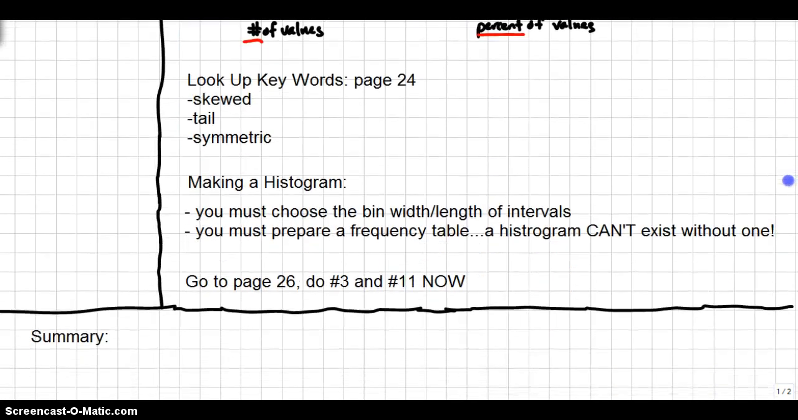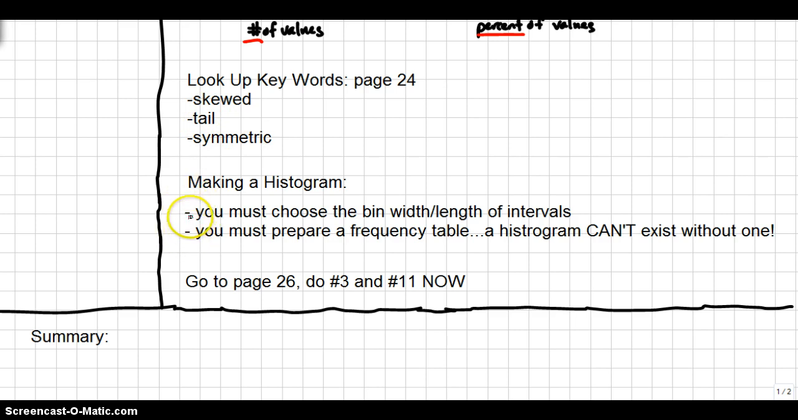A few more items for kids to look up as it relates to vocabulary. Skewed is a very big idea when it comes to working with data. Is the data skewed or not? And that relates to the idea of outliers, which we'll look at in the next lesson. So typically I have students look it up on their own, and then we discuss it over the next few days in class. That also relates to the idea of a histogram having a tail and whether or not the histogram is symmetric.